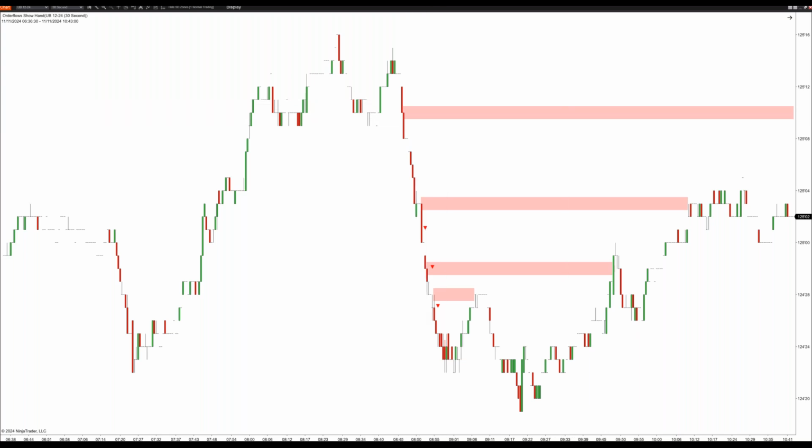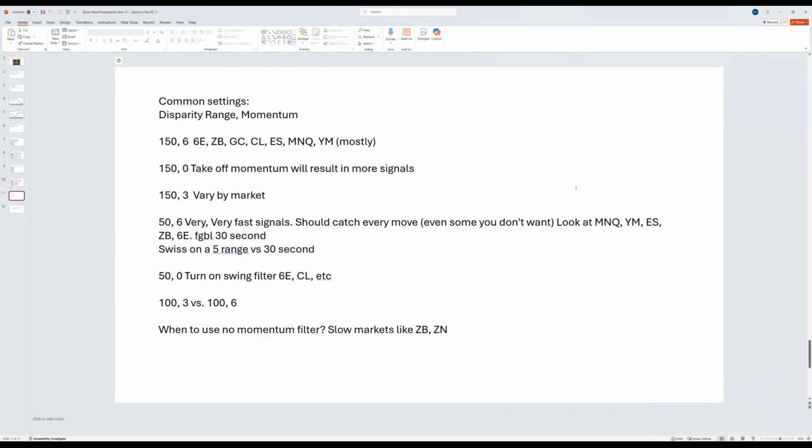Let's take a look at some more questions here. Arun asked about the settings. There is in the user guide a little cheat sheet. I go through some of the settings in there, but I'm going to also add on this slide here, common settings. I'm going to add this to the user guide later.